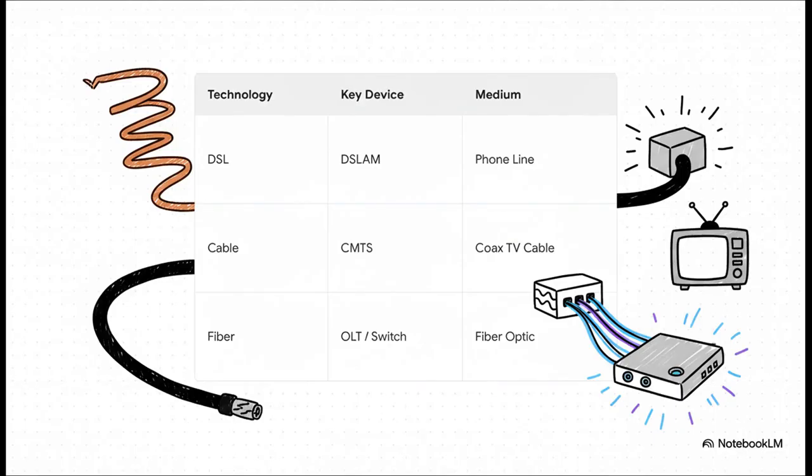And how that translation happens, well, it really depends on the kind of internet you have. There are basically 3 main paths, and each one connects to a different kind of master router. If you've got DSL, it's talking to a device called a DSLAM. Cable, that's a CMTS. And for that crazy fast fiber, it's an OLT or a switch. So let's break down what those weird acronyms actually mean.